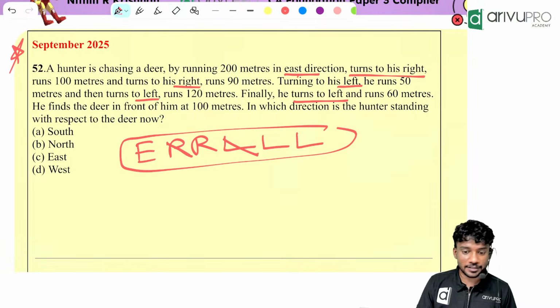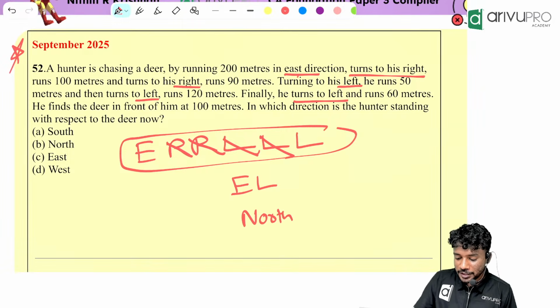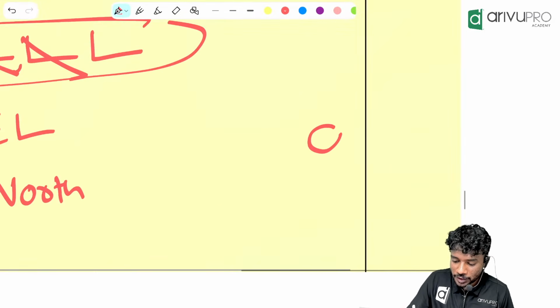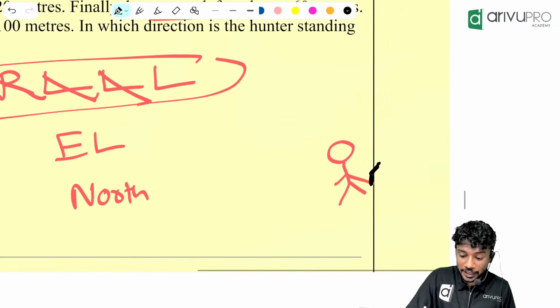Right and left got cancelled. East left is there. Left of east is what? North. Now I am the hunter. Yes, I am the hunter. I have the gun also with me. Now, what is happening? Deer is in front of me, correct?